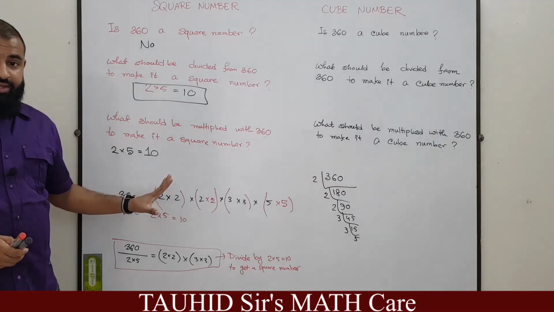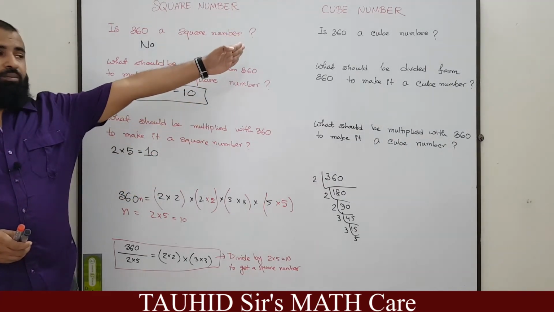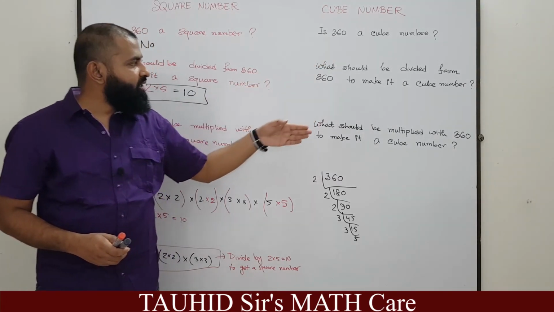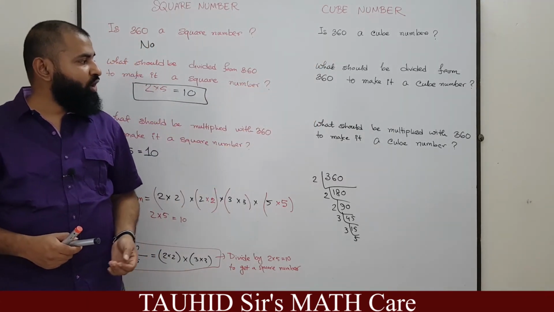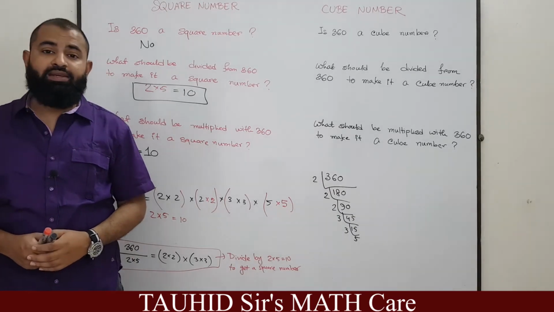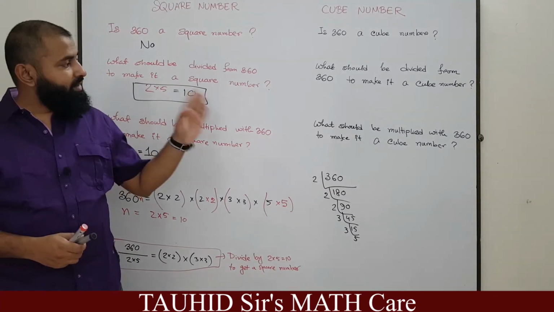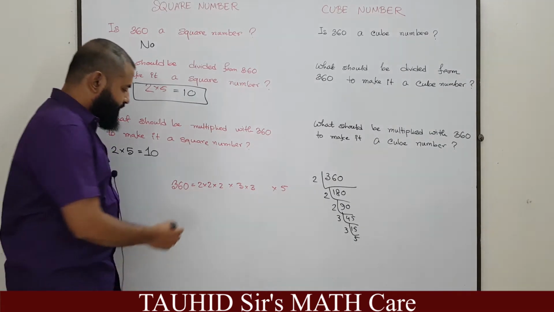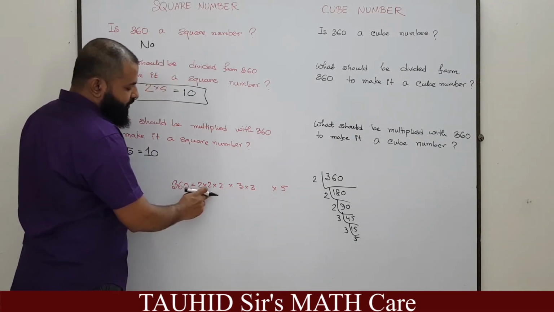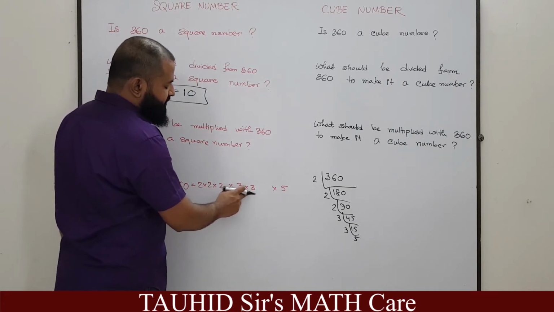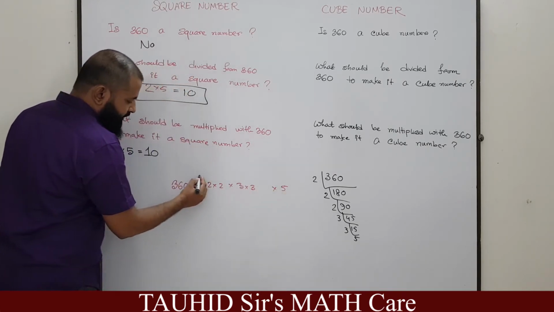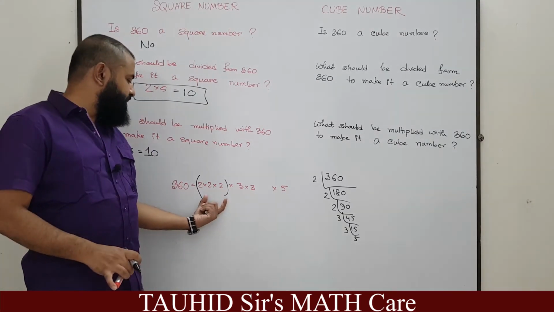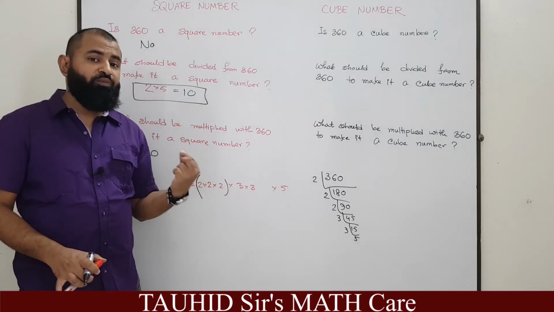The same questions are asked for cube numbers. Is 360 a cube number? What should be divided from 360 to make it a cube number? What should be multiplied with 360 to make it a cube number? So let's answer them. The first question: is 360 a cube number? We see here that 360 is 2 multiplied by 2 multiplied by 2 multiplied by 3 multiplied by 3 multiplied by 5. To be a cube number, each prime factor must appear in a group of 3.